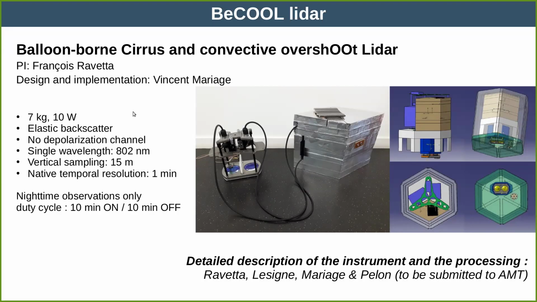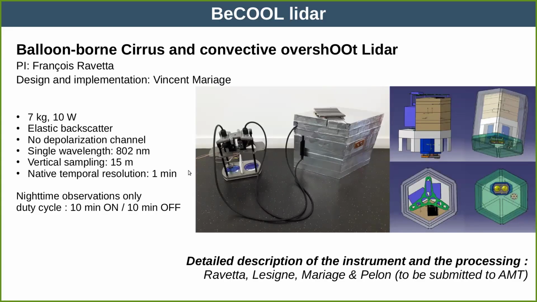But this instrument provides high resolution measurement with a vertical sampling of 15 meters and a native temporal resolution of 1 minute. This instrument only operates during nighttime with a duty cycle of 10 minutes on and then 10 minutes off for cooling, because of thermal constraints on board the gondola.